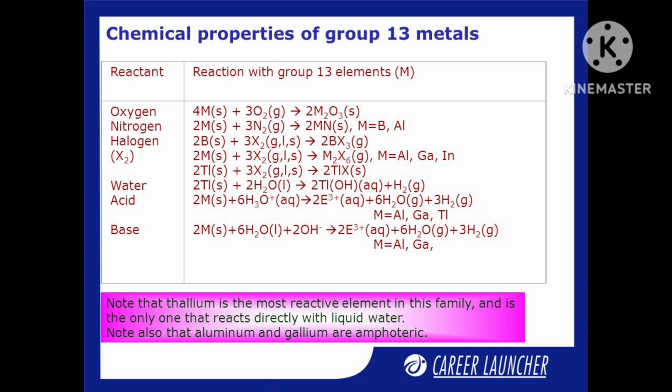Then AlCl3, again AlCl3, they will join to each other. Al will attract Cl. Al is electropositive, Cl is electronegative. Hence both will attract. Correct? And in this way they will form dimer. Aluminum and chlorine both will attract each other because one is electronegative, other is electropositive.